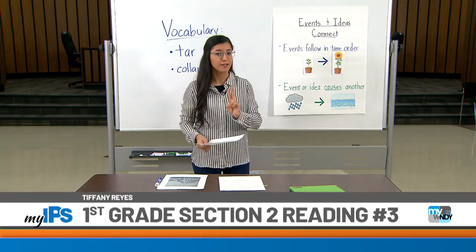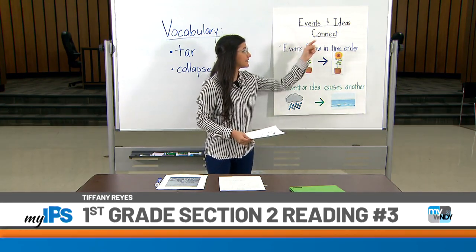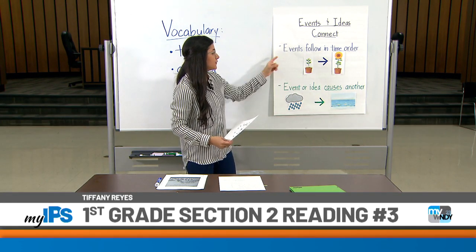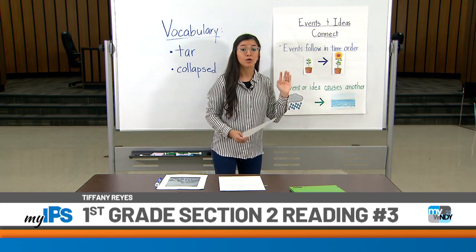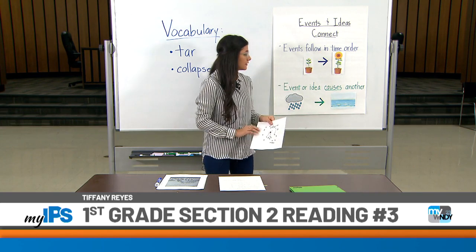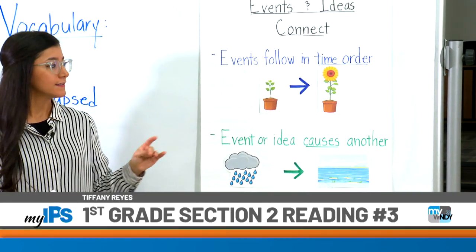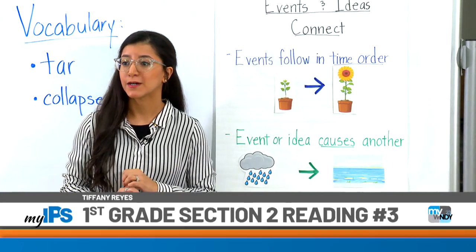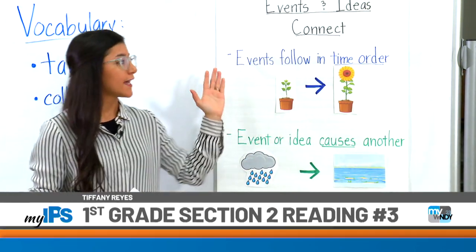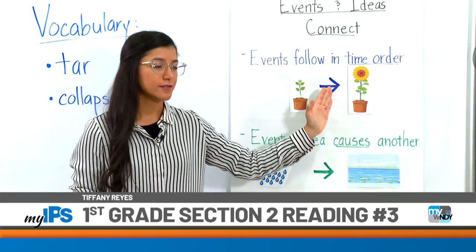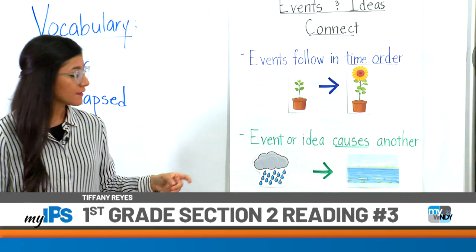There are two main ways in which events and ideas connect to each other. The events can follow in time order. For example, in spring, some leaves grow on the plant, and in summer, the flower blooms. That follows a time order. One thing happens first, and then the other one happens after.